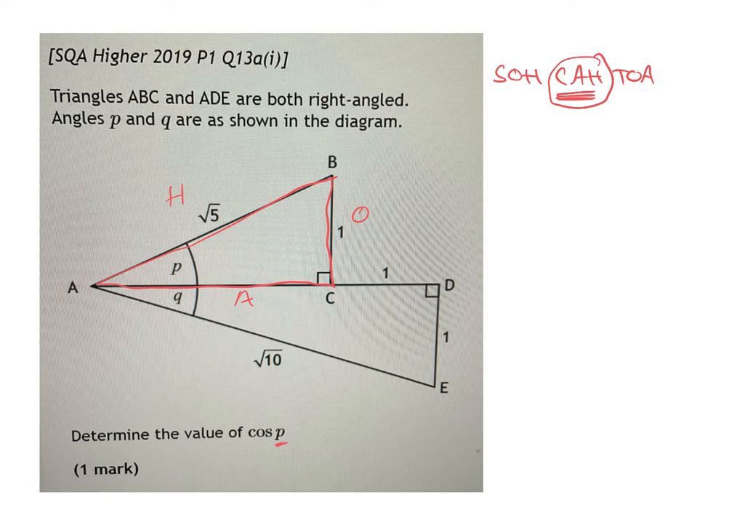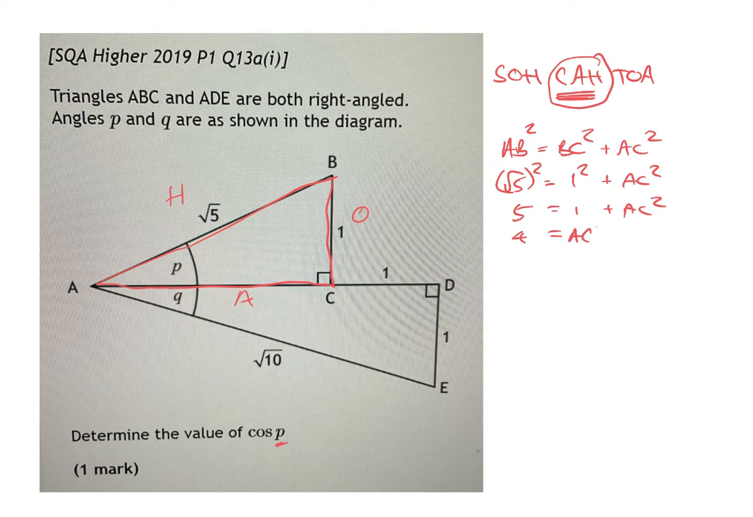So we know that AB squared is equal to BC squared plus AC squared. AB squared is equal to the root of 5 squared. BC squared is equal to 1 squared, and AC squared is what we're trying to find out. That gives us 5 equals 1 plus AC squared. So AC squared clearly equals 4. So AC is the root of 4. AC equals 2. So we know that this length here is 2.